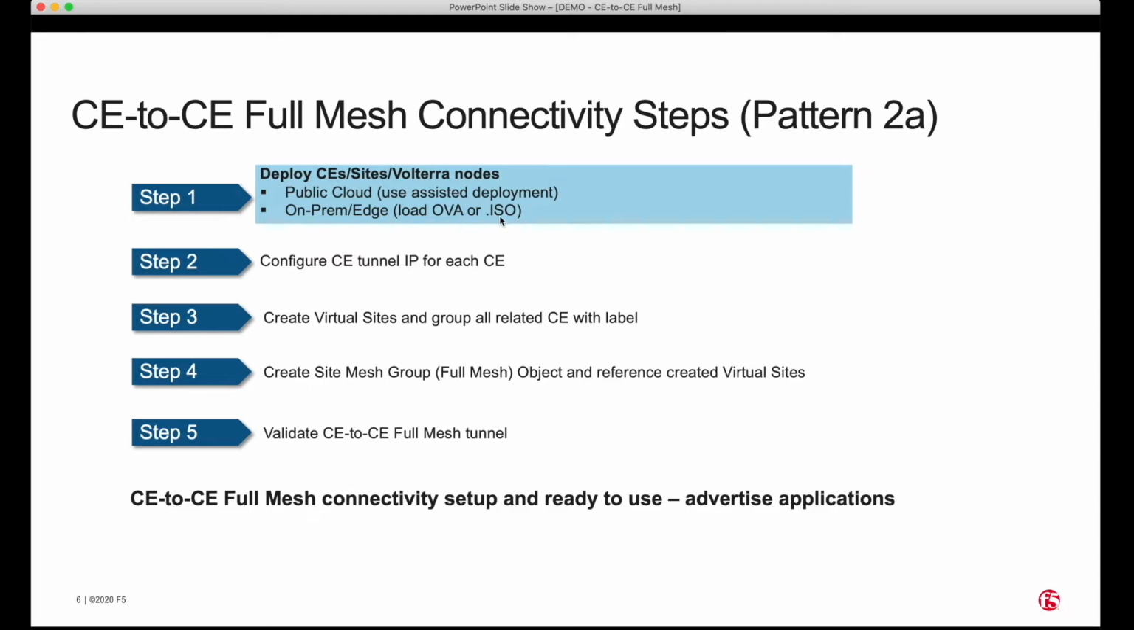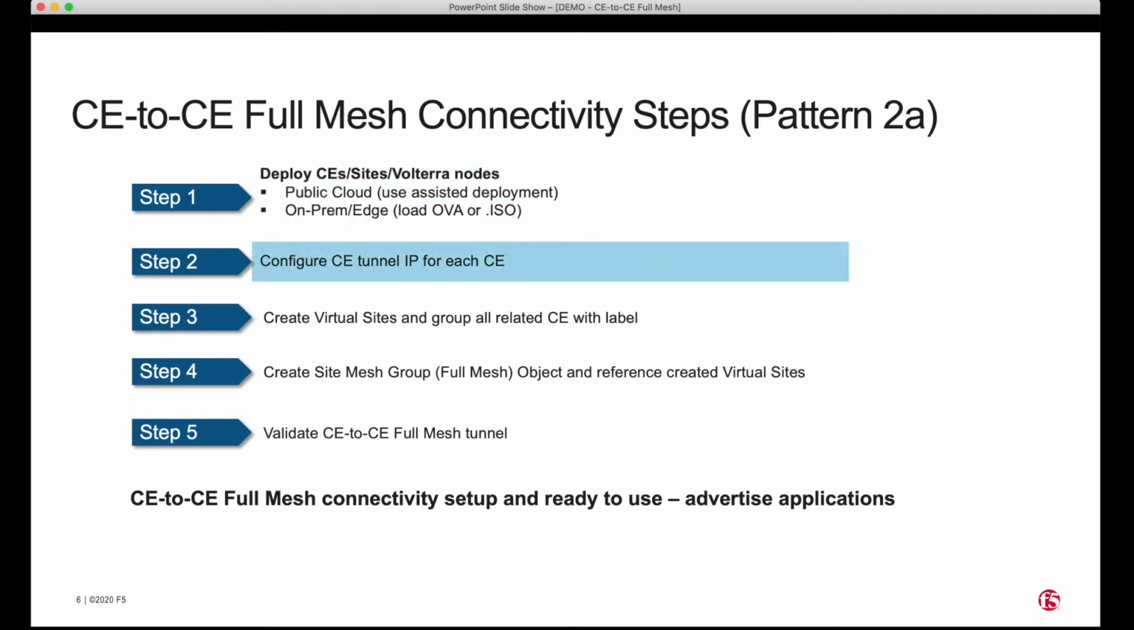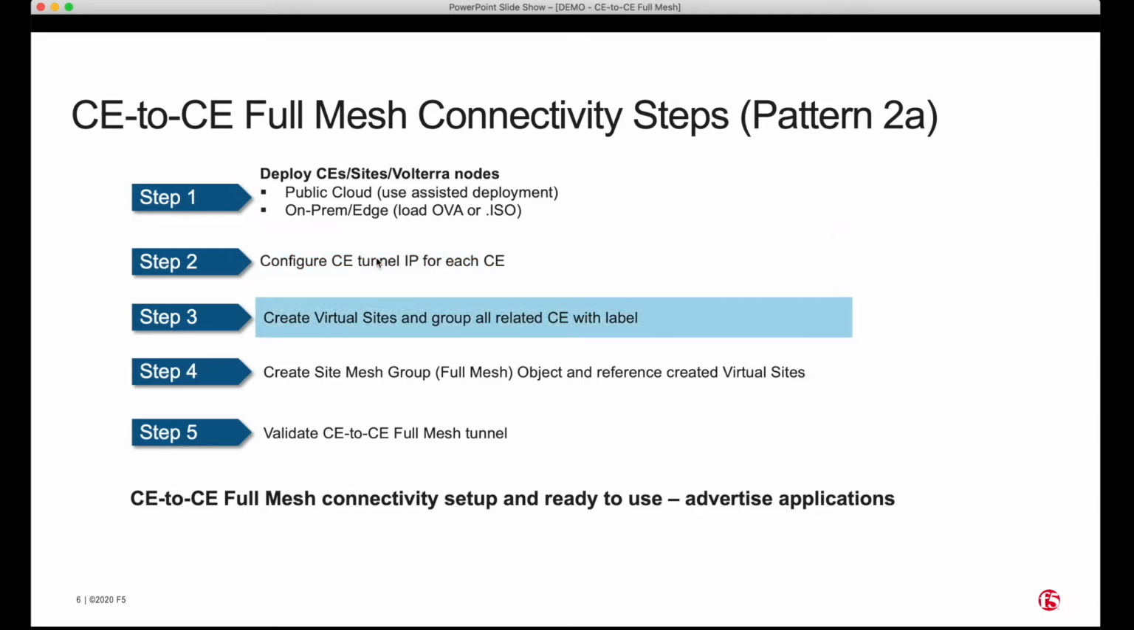Once your sites are spun up, enrolled and registered onto the console, what you need to do is configure the CE tunnel IP addresses for each CE. Then you create a virtual site, or a group of related CE, with a label. So if you are spinning up, for example, 5 sites, you can group all these 5 sites as a logical group and label the group with a label.